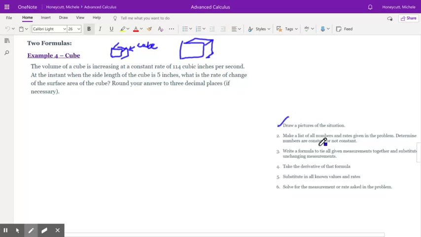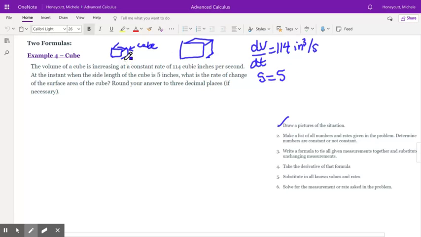Check. Make a list of all the numbers and rates given in the problem. Determine what numbers are constant and which ones are not constant. Okay, so the volume of a cube is increasing at a constant rate of 114 cubic inches per second. So that's a rate, that's a dV/dt. The rate of change of volume with respect to time is 114 cubic inches per second, at the instant when the side length is 5 inches. So side is 5, and it says it's at an instant.